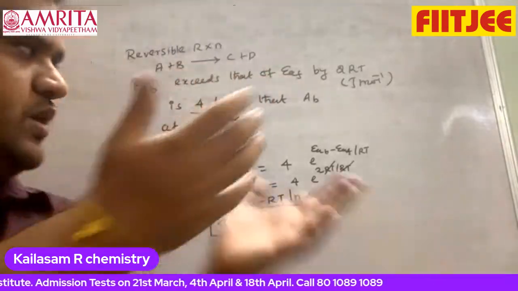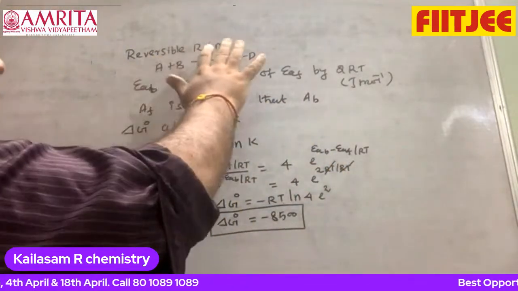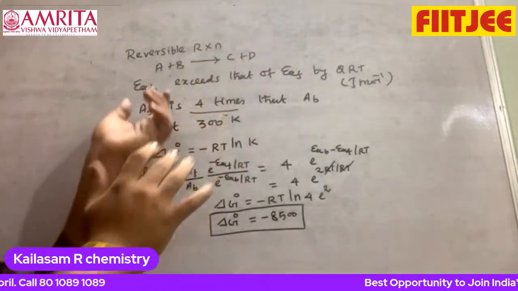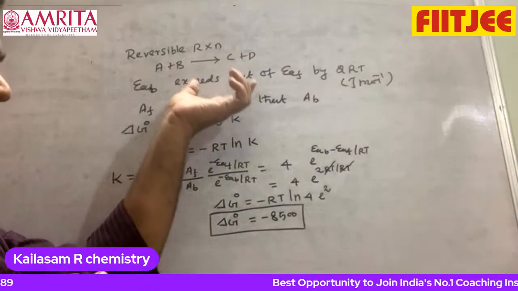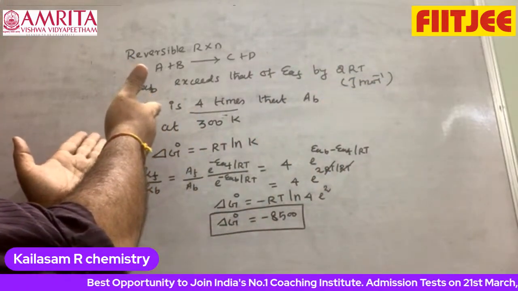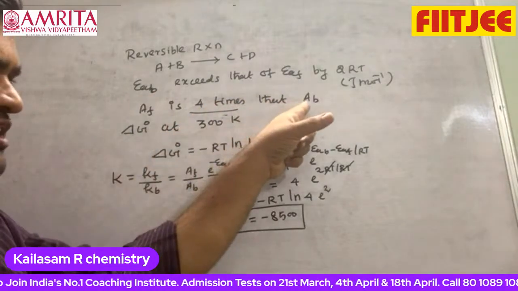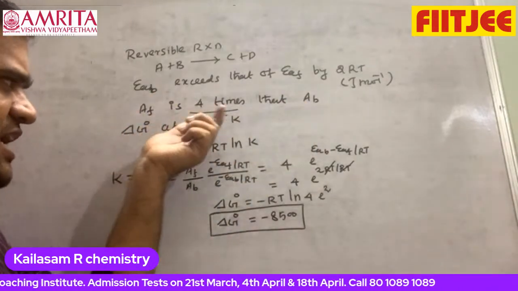Yeah, so that is what I told you. This is the question. Please understand. Now the question is, for the reversible reaction A plus B gives C plus D, the energy of activation of backward exceeds that of forward by 2 RT, and the pre-exponential factor of forward is 4 times that of the pre-exponential factor of backward. Find delta G naught at 300 Kelvin.